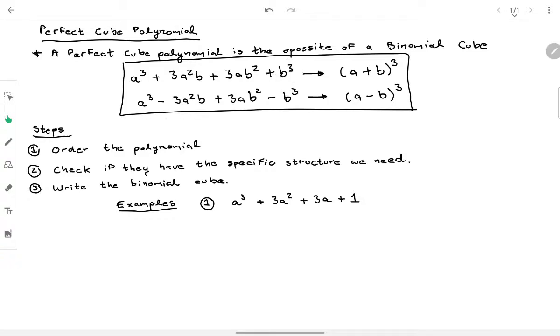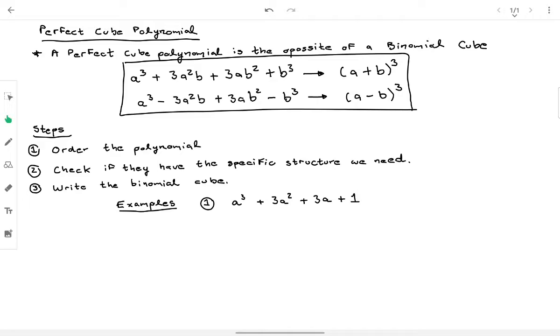Or it can be exactly the same, but the second and the last terms negative if the binomial has a positive and a negative one. So this topic is going to be simple. The only stuff we need to do is first we need to order the polynomial to see if it has the structure we need. If it has the structure we need, then we will write the binomial cube. So it's only looking if it has the structure we need and then writing the binomial cube.